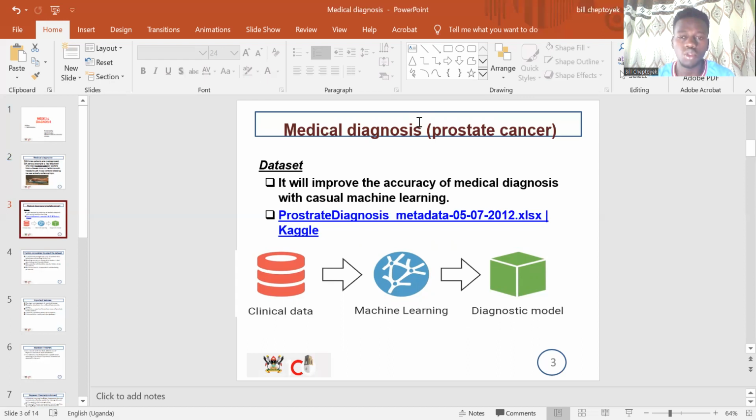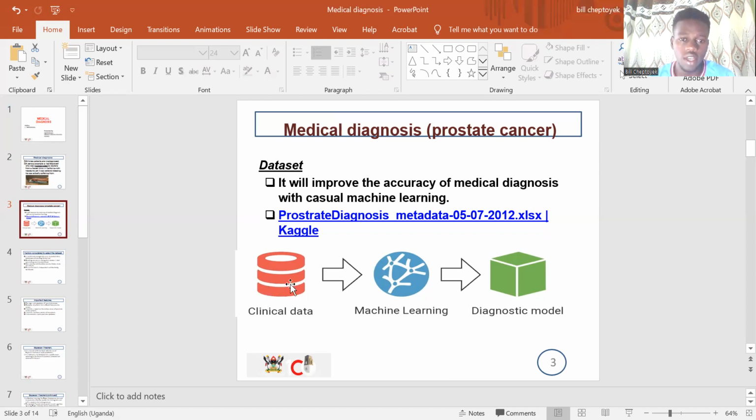And I'm going to concentrate on prostate cancer as an ailment, how it can be diagnosed using artificial intelligence. And I'm going to use this data set. Artificial intelligence will improve the accuracy of medical diagnosis with causal machine learning. Here is something that is quite self-explanatory.